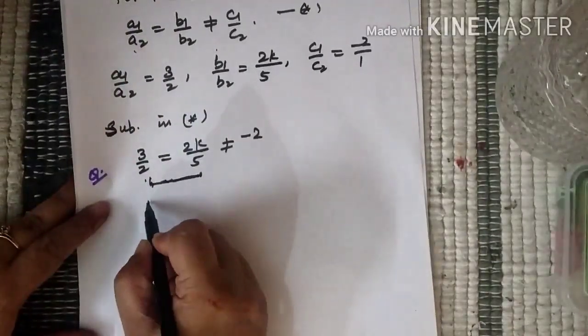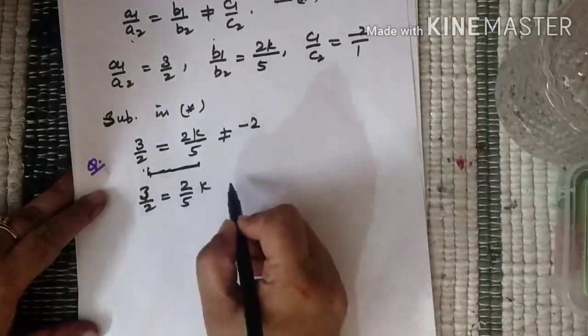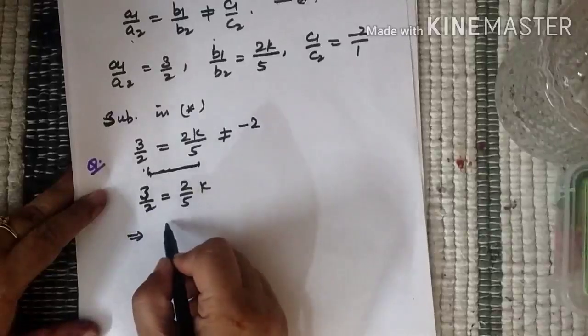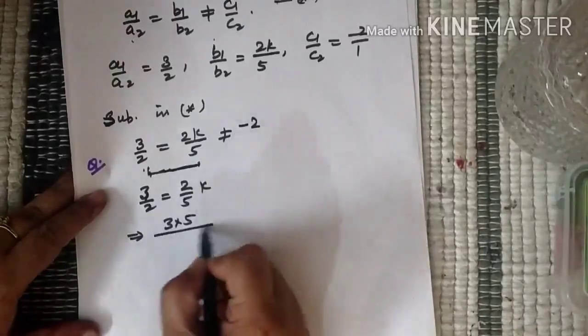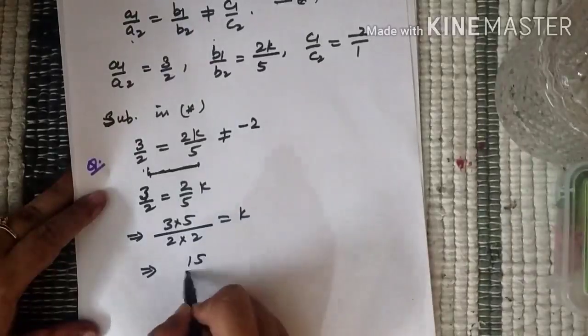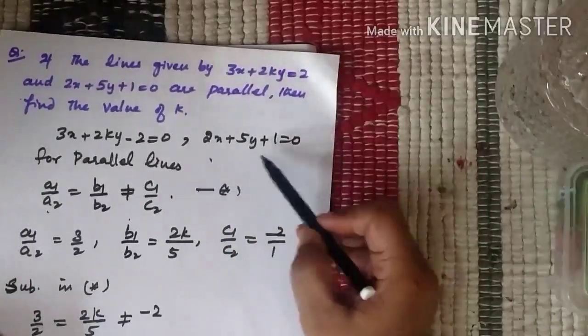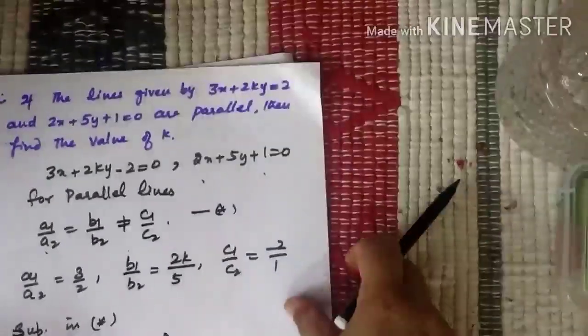This is 3 by 2 is equal to 2k by 5. If I try and solve them, I get 3 into 5 by 2 into 2 is k, which gives me 15 by 4 as the value of k. So for k equal to 15 by 4, these equations will represent parallel lines.